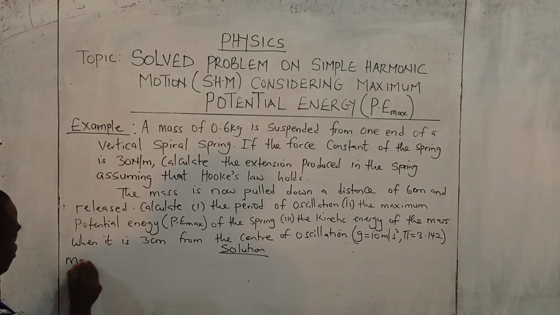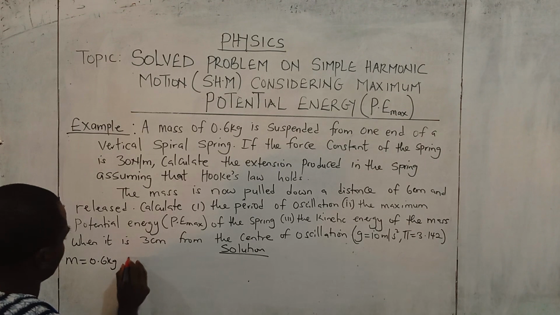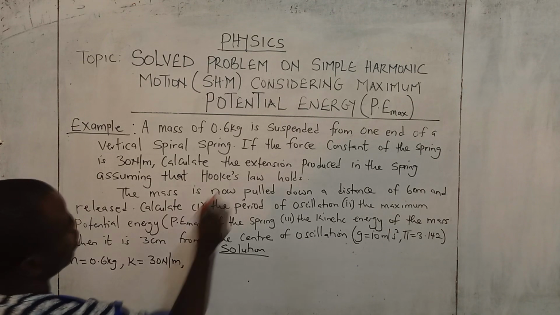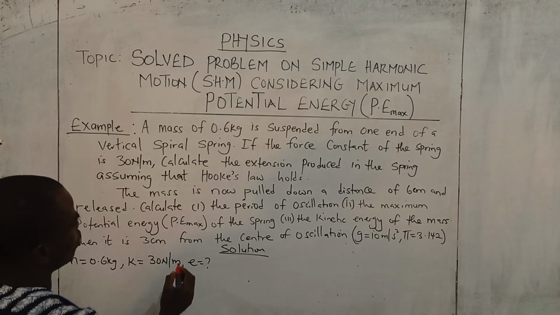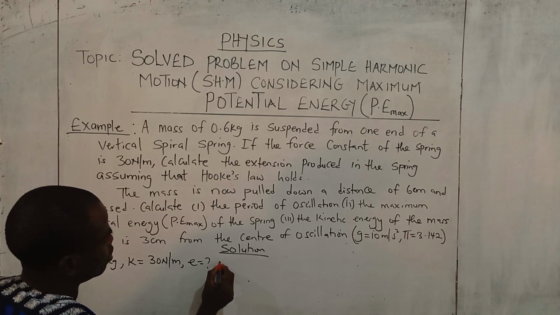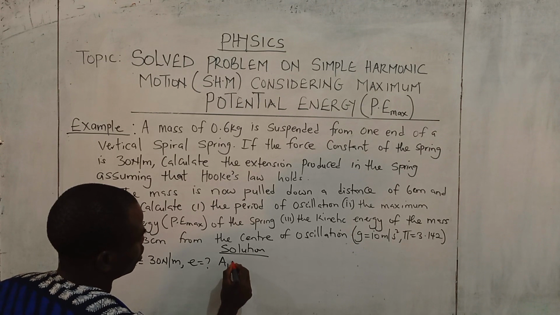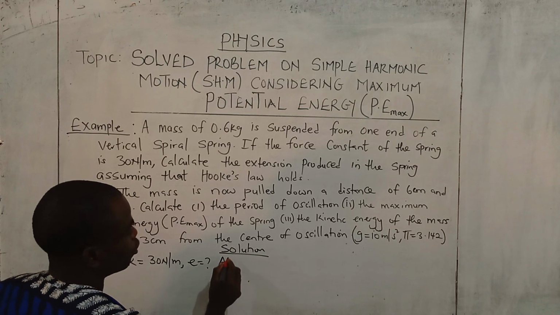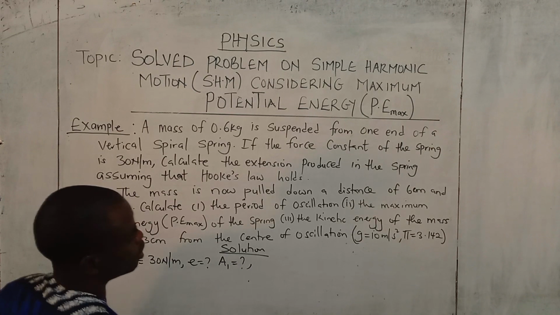Mass, 0.6 kilogram, force constant k, 30 Newton per meter, extension, calculate the extension, use e to represent that. Assuming it holds the mass, the mass is now pulled down. Second condition, that's a distance of 6 centimeters. The first amplitude, let's make it A1, we don't know it, we are going to look for it.